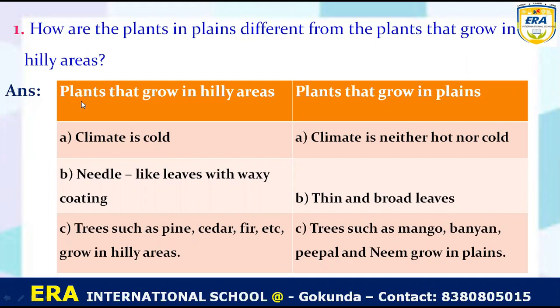The answer is that plants that grow in hilly areas are different from the plants that grow in plains. In hilly areas, the climate is cold, and in plains, the climate is neither hot nor cold. In hilly areas, there are needle-like leaves with waxy coating, and in plains, thin and broad leaves for more photosynthesis.